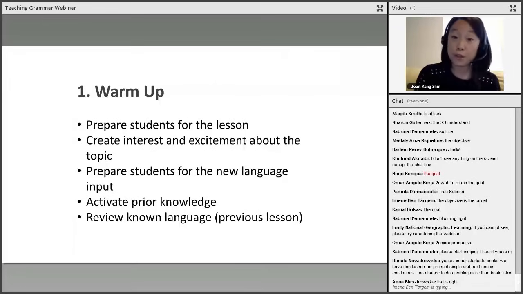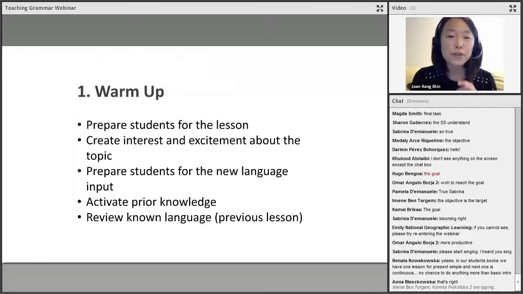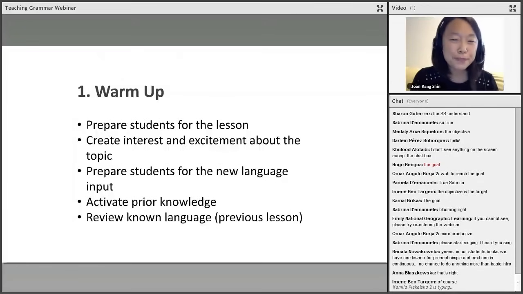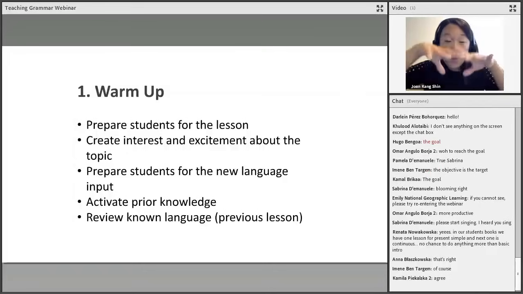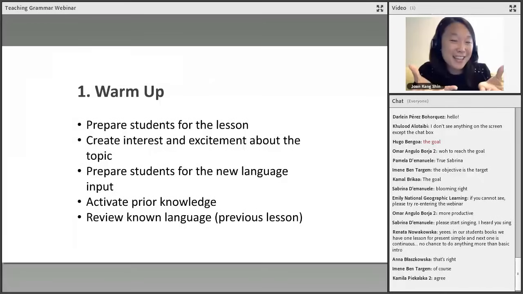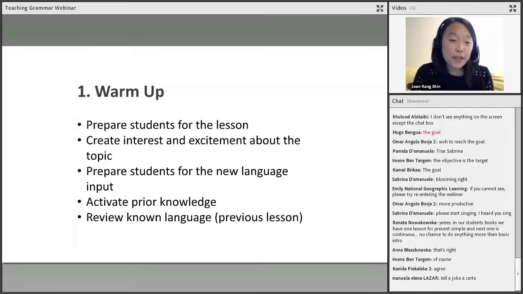So you might, of course, be creating interest and excitement about the topic, but most importantly, you're preparing students for the new language input. And that means activating their prior knowledge and even reviewing known language. You might even teach them some new vocabulary. But why? So that when you present the context, they will be able to gain as much comprehension as possible. And therefore, they will be ready to start to notice the grammar. If they don't understand anything in the context, then it's going to be hard for them to notice the grammar, right? You need to have comprehension to notice the grammar.